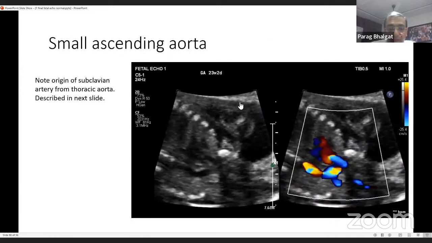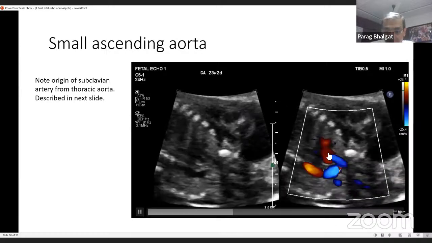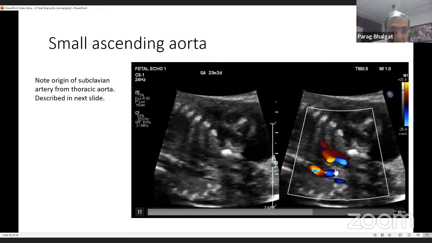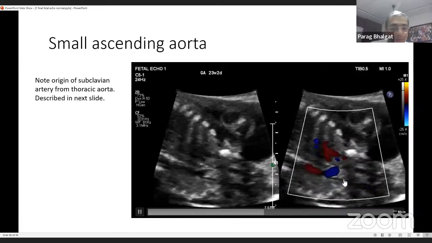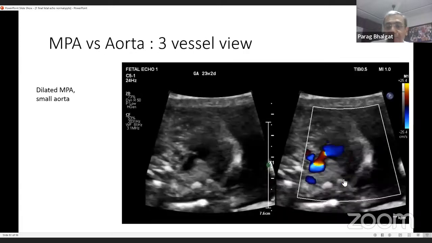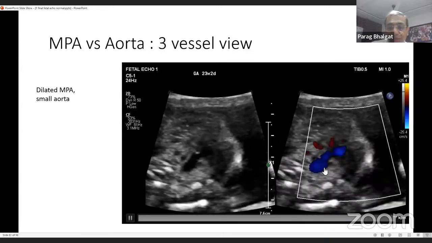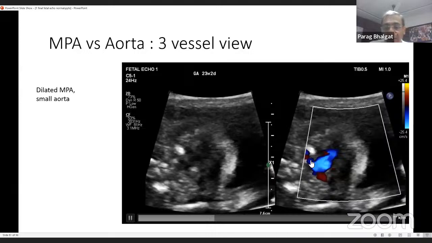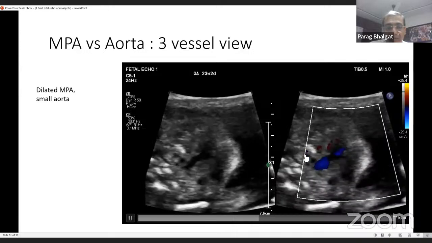And now this is a difficult image to see, but this is the proximal ascending aorta. It is difficult to trace, and this is a distal arch. And there is an aberrant subclavian origin. I will demonstrate this in the next slides. So this is the aberrant origin of the right subclavian, sorry. So this is the dilated MPA. This is the aorta, and this is the SVC.